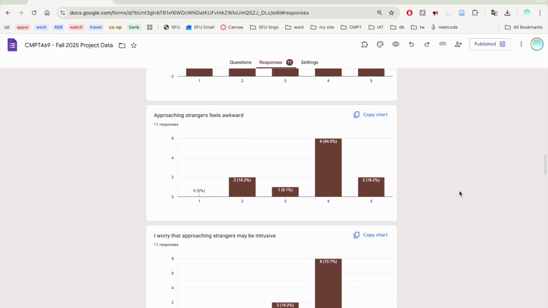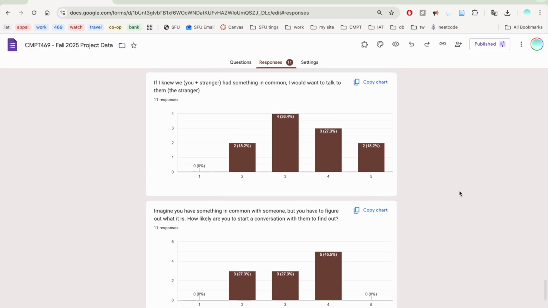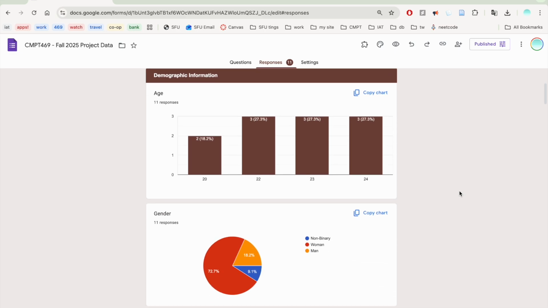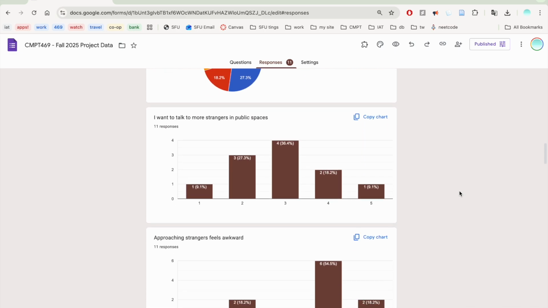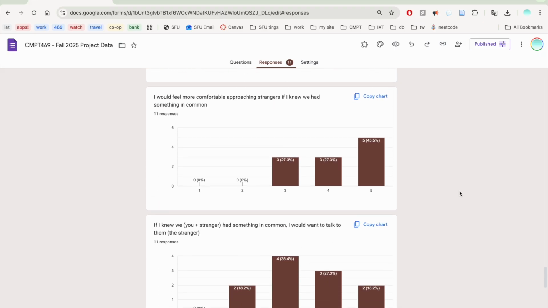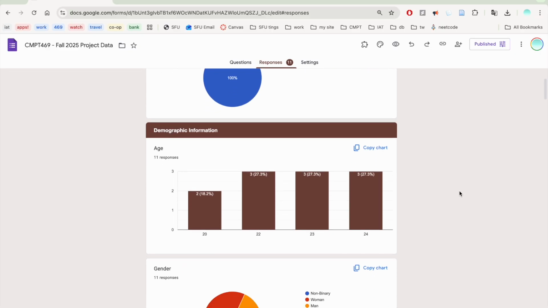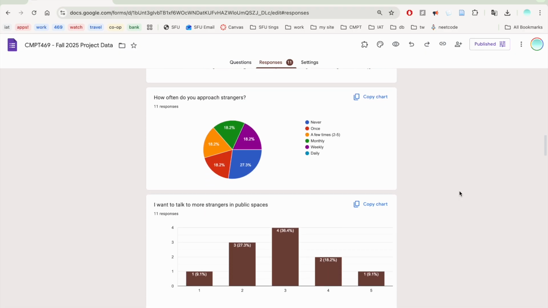We did find, however, that people would be more willing to approach strangers that might have something similar to themselves, and even more significantly, we found that if people knew they had something in common with the stranger, they would want to talk to them and figure out what they might have in common with them. We also found that many people use the indicator of a shirt or pin indicating a shared interest as a big indicator of someone who would be easy to approach.